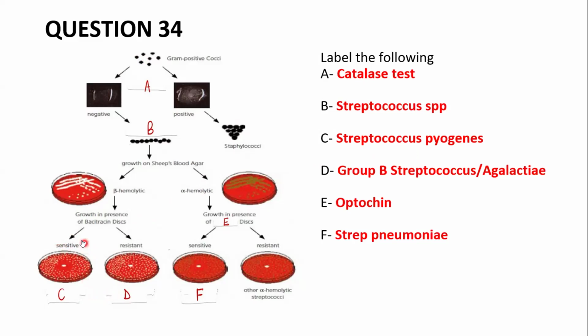Okay. This is BB-RAS, group B, group A sensitive. So you can write pyogenes or group A, and then here you can write group B or Agalactiae. And then here is optokin. Okay. Then F is strep pneumoniae. I hope that's clear. This is very, very important.